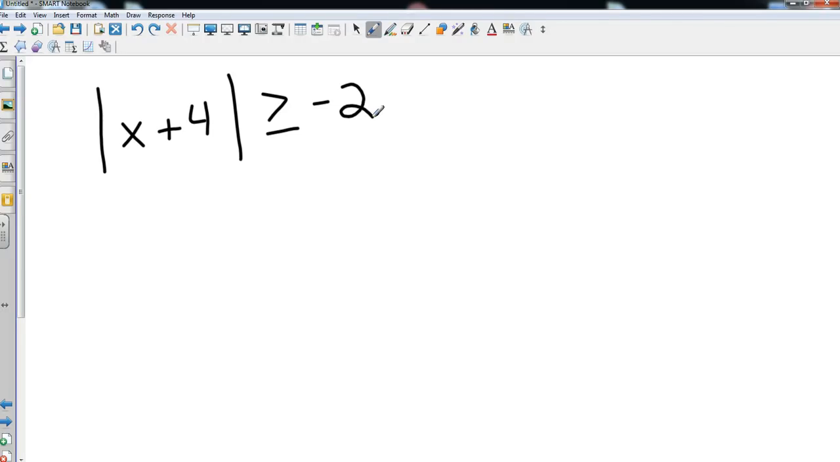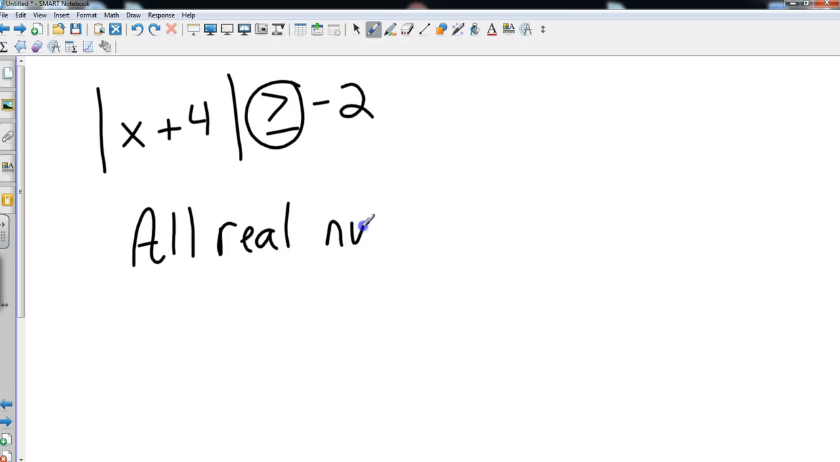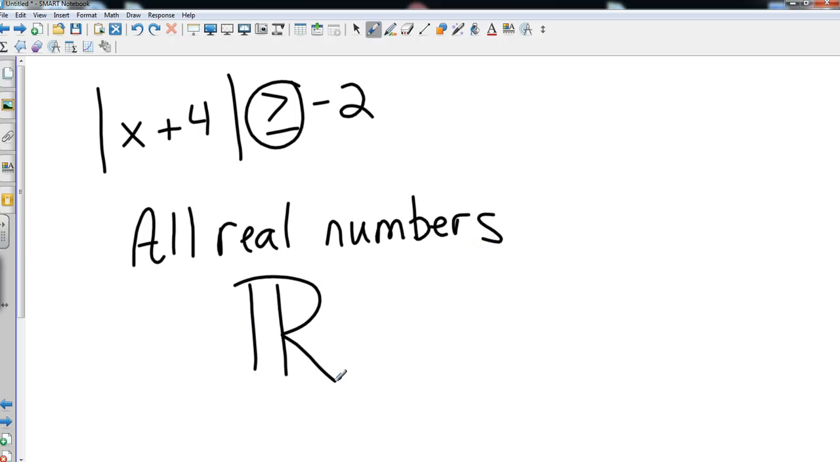Absolute value has to be positive. So whatever value is in here, if it's positive, it is always greater than -2 because it can't be negative. So in this case, it doesn't matter what number I put in here. If my absolute value is greater than a negative number, then all real numbers will work. Remember that the abbreviation for all real numbers is a double stem R. Every absolute value is greater than -2.